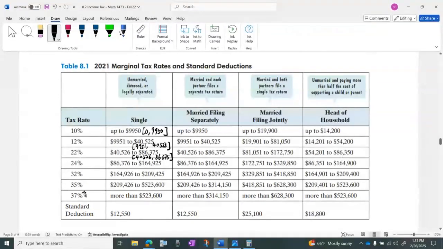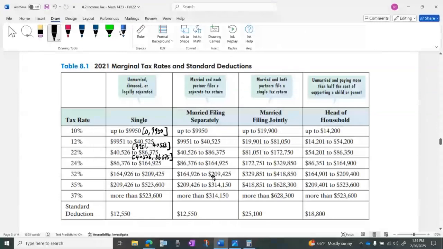Our questions probably only use the first three tax rates. So what happens is on the first $9,950 you make, you pay 10% on that money. If you make more than that, you pay 12% on the money exceeding 9,950 but less than 40,525. If you make more than 40,525, your tax bracket is actually the third one, and you pay 22% on the money beyond 40,525.